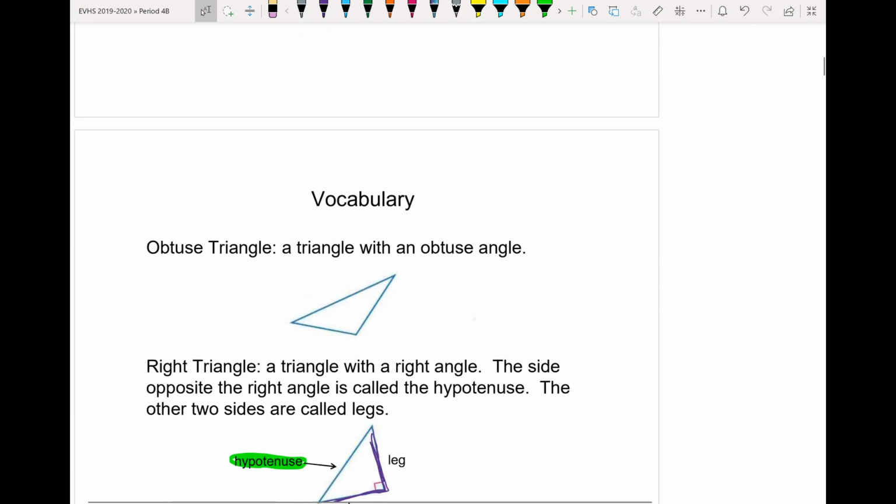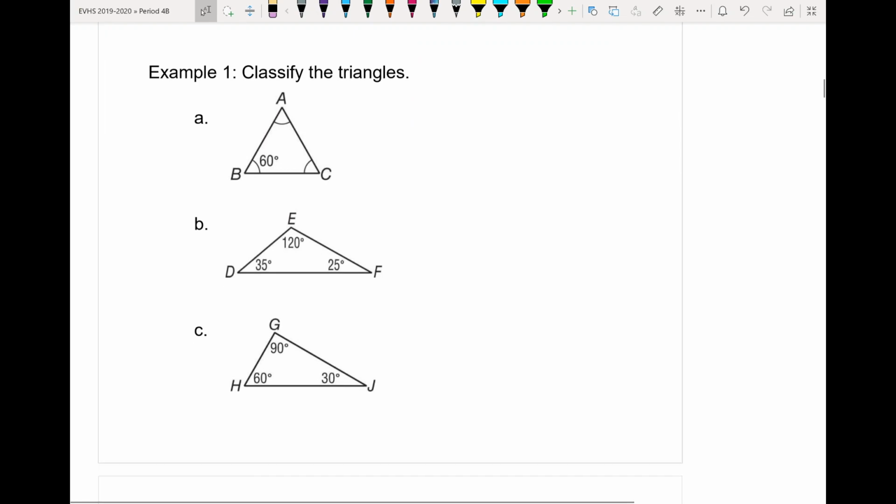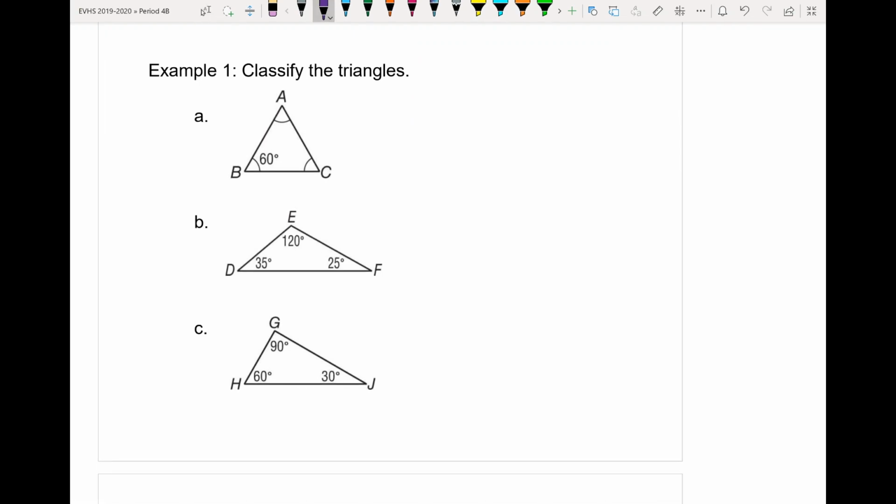The gist of all this, you always classify by angles based on the largest angle inside the triangle. So if the largest angle is 86 degrees, it's an acute triangle. If it's 90 degrees, it's a right triangle, and then obtuse, of course, is obtuse. So let's classify these guys. Looks like they're all 60 degrees. What would that be?